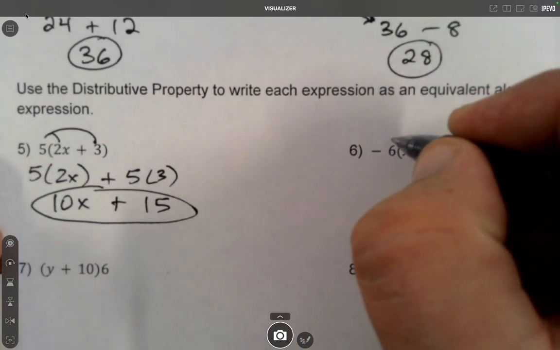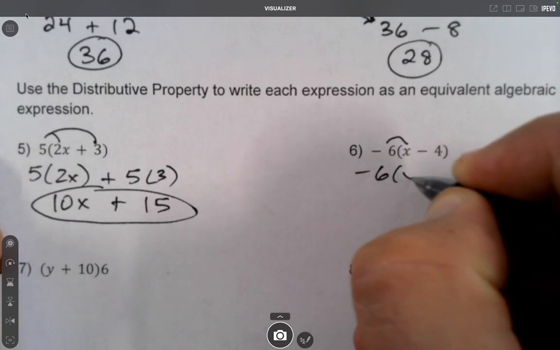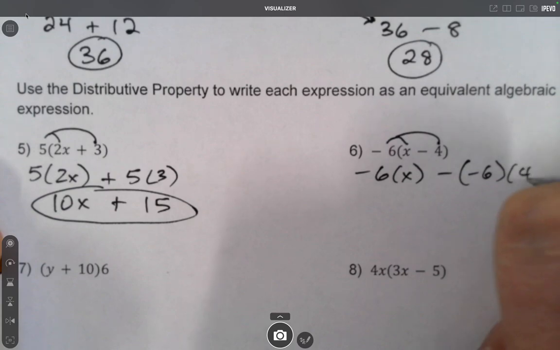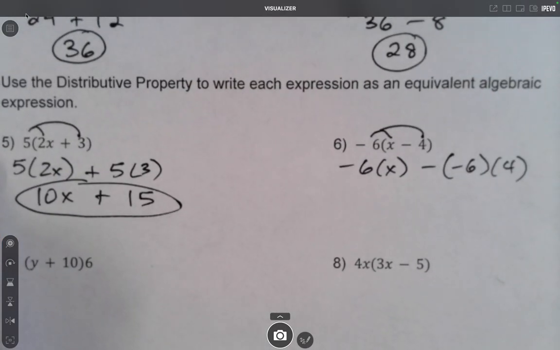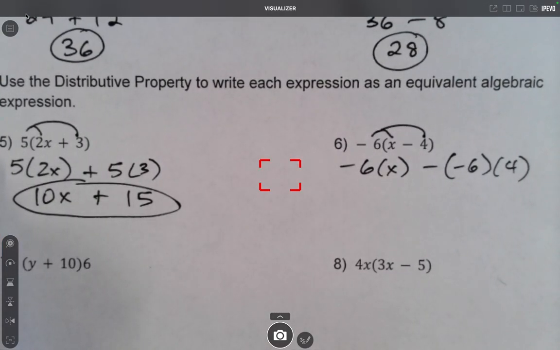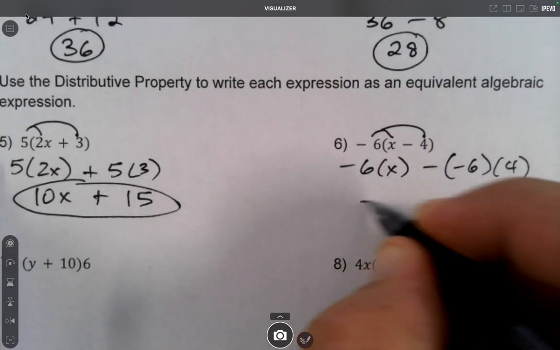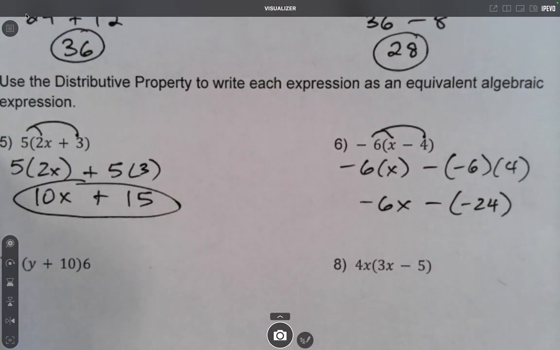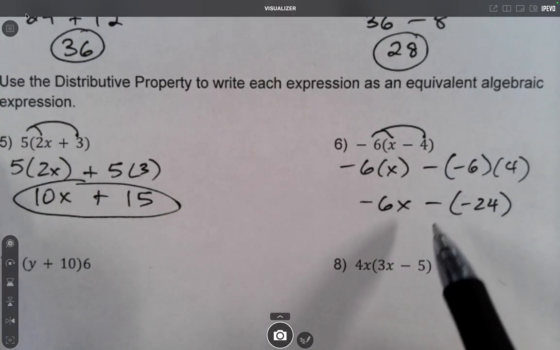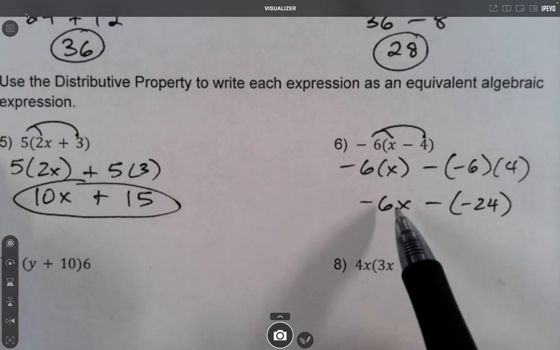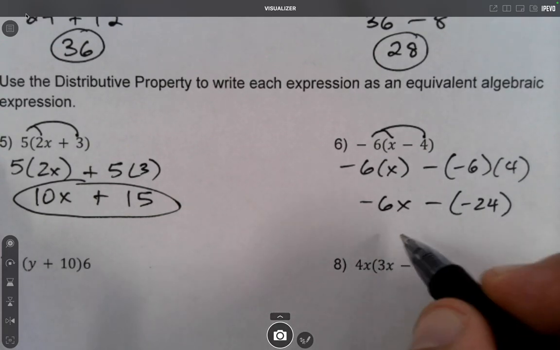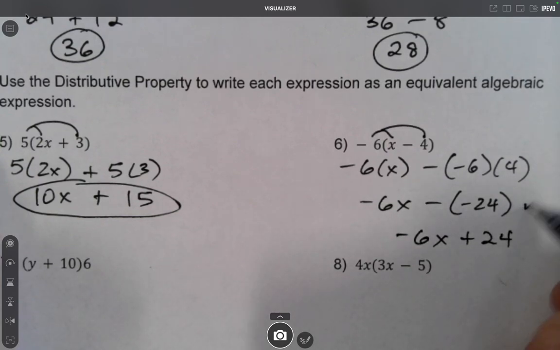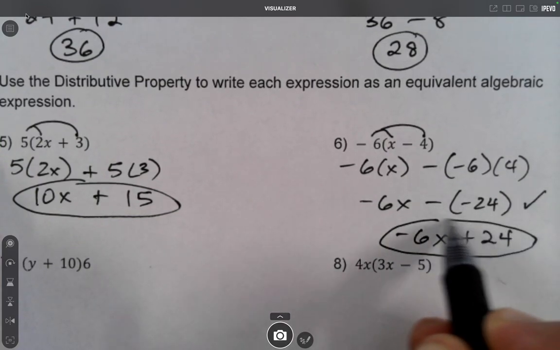Okay, number 6, negative 6 times x minus negative 6 times 4. So that gives us negative 6x minus negative 24. Now this answer technically is correct, but it's best to not leave minus a negative. Remember, keep, change, change. So that actually turns into a plus 24. So I would count this one correct, but this is the better way to write the answer.